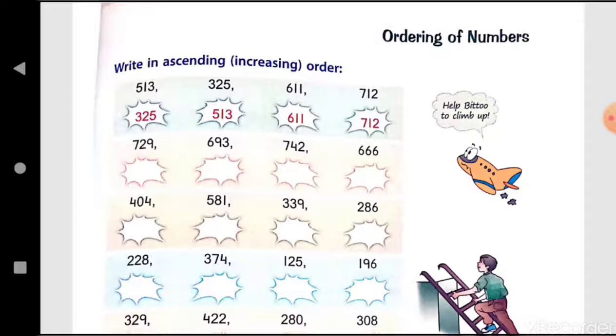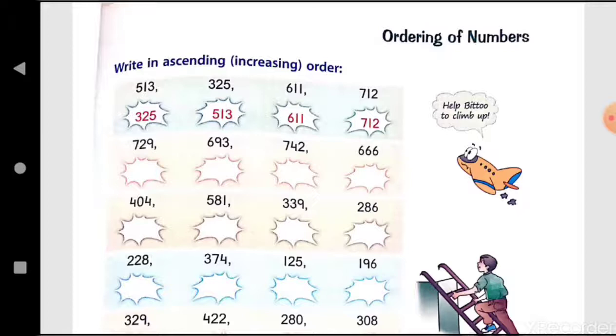Then we move on to the left two numbers, that is 729 and 742. So the digit at hundreds place is same, that is 7. So we move on to the next place, that is tens place. Now in one number the digit at tens place is 2 and in another number the digit at tens place is 4. So which is smaller? 2 is smaller. So next number would be 729 and the last number would be 742.